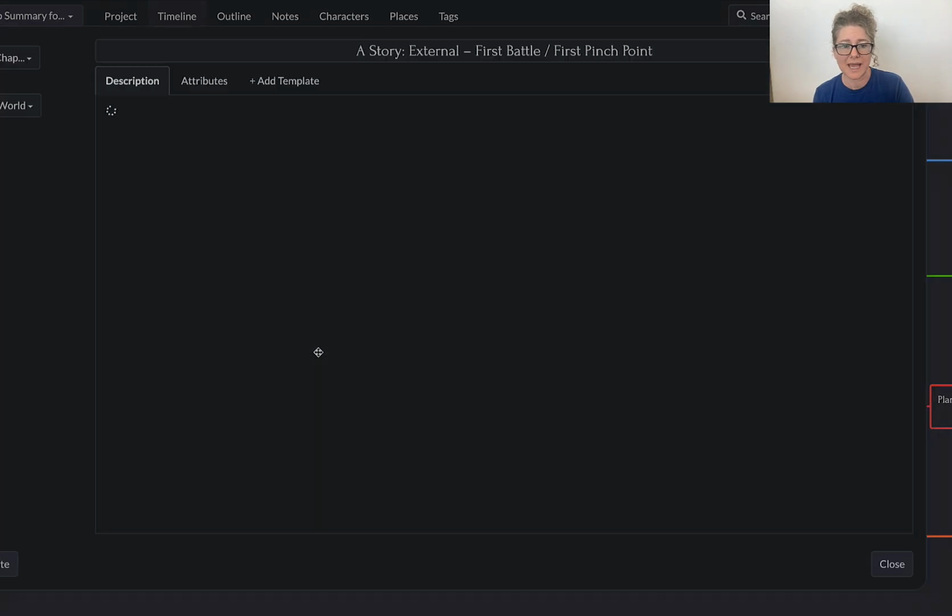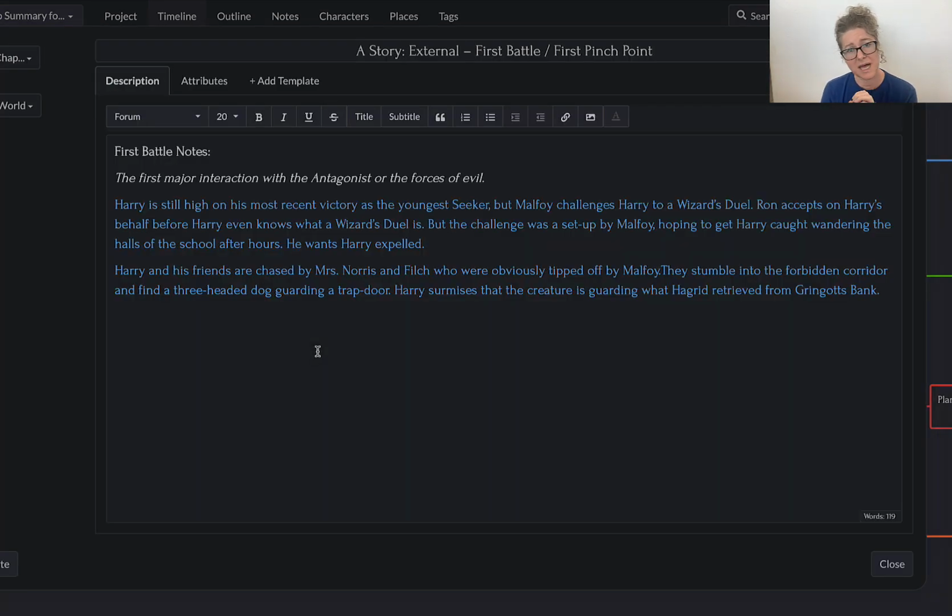So here's our story A, external first battle or first pinch point. This is where that first major interaction with the antagonist or the forces of evil occurs. Now, I would not necessarily call Malfoy a huge force of evil. He's more of a very sad, misunderstood product of his parents. But it is a major interaction with him and kind of one of their first conflicts.